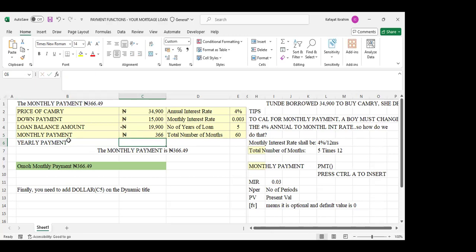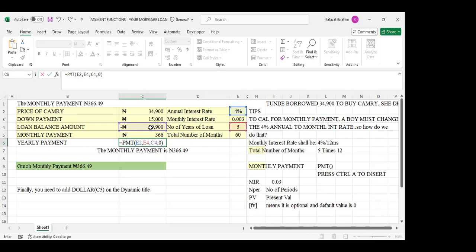Click on your C6 now. Equals to PMT. Just the same way we are picking the yearly stuff now. So what's the first thing we are picking? Rate. The yearly rate. Good. Comma. Followed by what? The number of years. The duration. Comma. Then what's the last thing? The loan balance. And then you return what? False. Return 0. Wonderful. Close the bracket now and press enter.